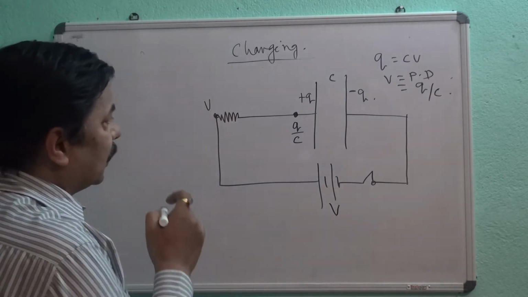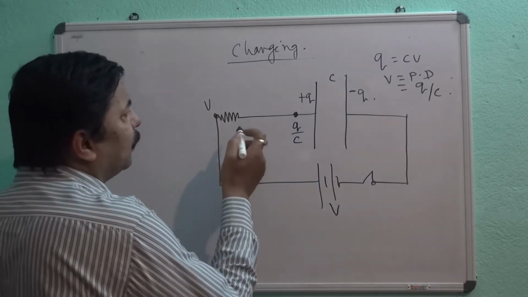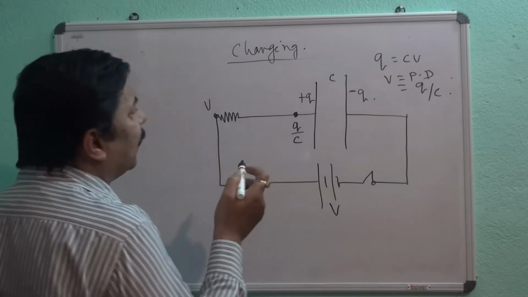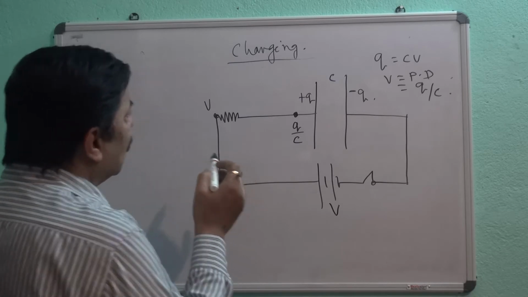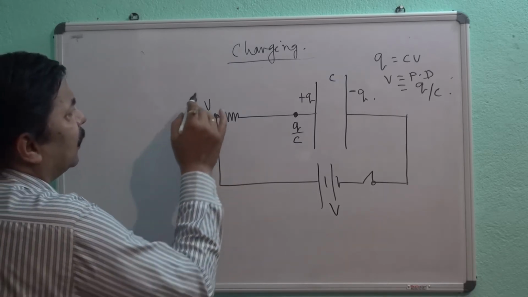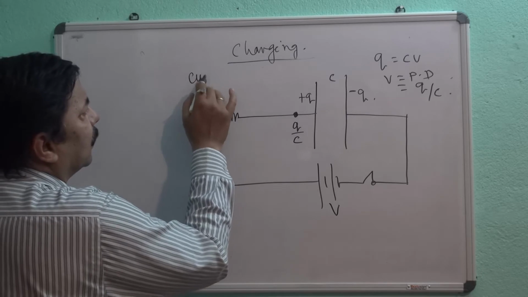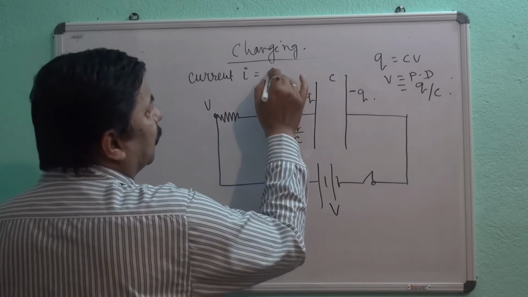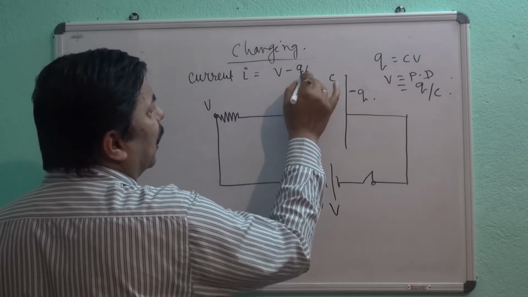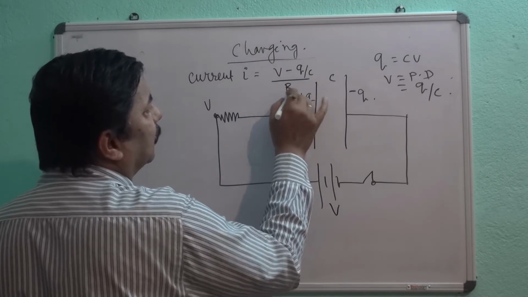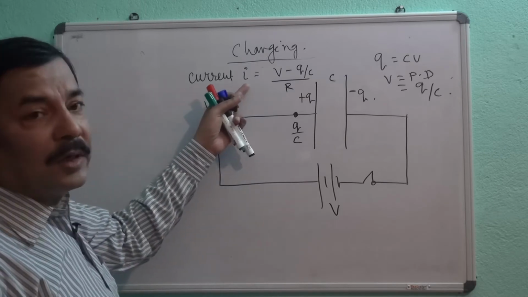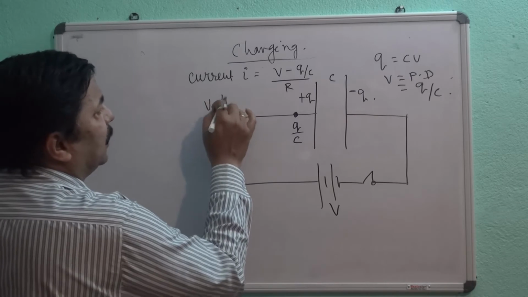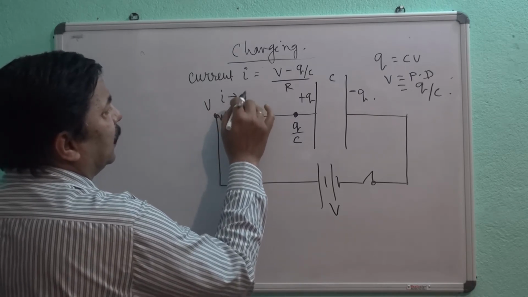Now you try to understand the current. The current will be, we can take the current I is equals to potential difference V minus Q by C, by R, and current naturally has decreased. So current has decreased. Here I decreased.